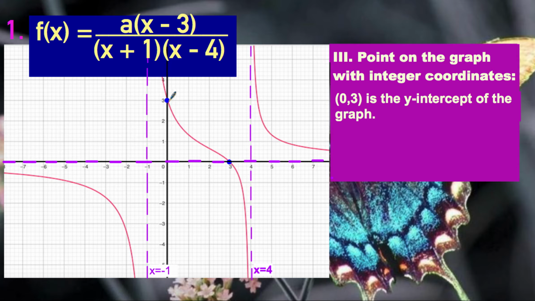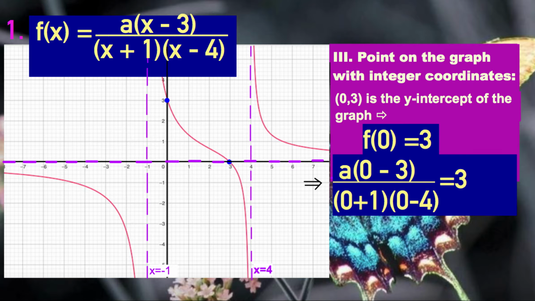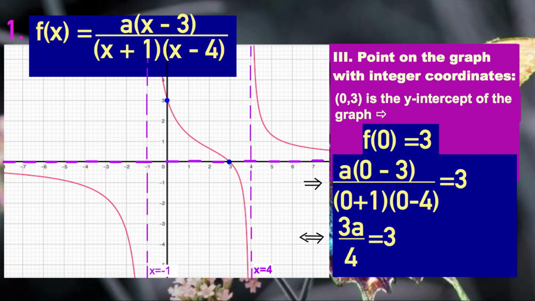Point of coordinates (0, 3) is the y-intercept of the graph. Thus, f of 0 equals 3. Thus, a times the quantity 0 minus 3, everything over the quantity 0 plus 1 times the quantity 0 minus 4 equals 3. Equivalent to 3a over 4 equals 3, which is equivalent to a equals 4.